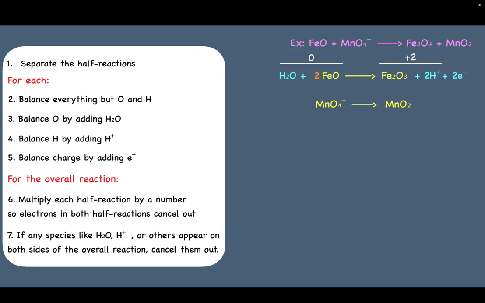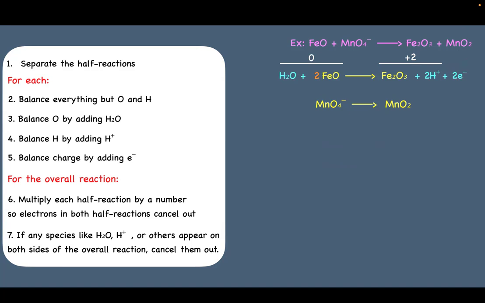Also, another thing to note is all these steps have to be followed in order. So you first have to balance everything but oxygen and hydrogen, then definitely start with oxygen first, then hydrogen, then charge. Because if you miss the steps or something, everything is going to be messed up. So that's why it's very important to follow the steps one by one.